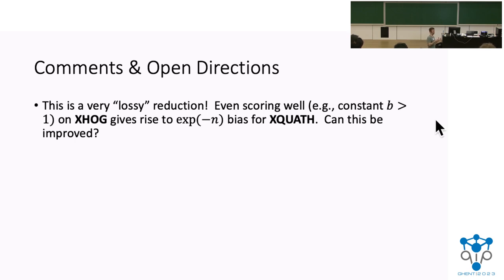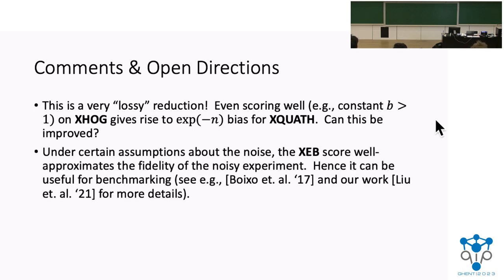Right? We're losing quite a bit because the probability that we even see the outcome on the list is already exponentially small. So it would be very interesting to see if this could be improved, whether or not there's some way of avoiding this sort of exponential bias when you reduce one problem to the other.